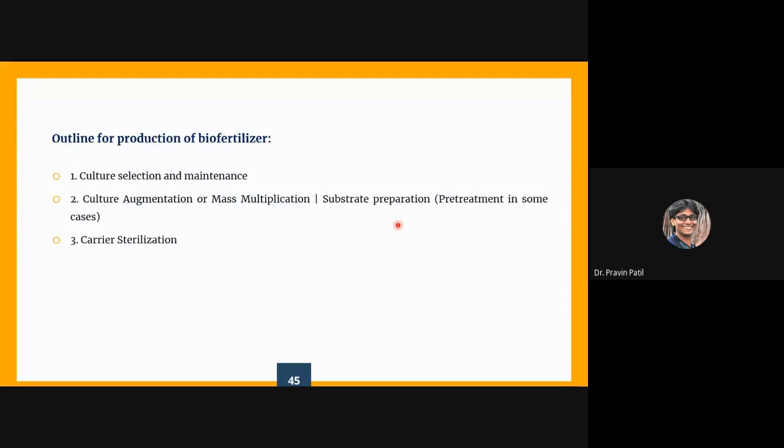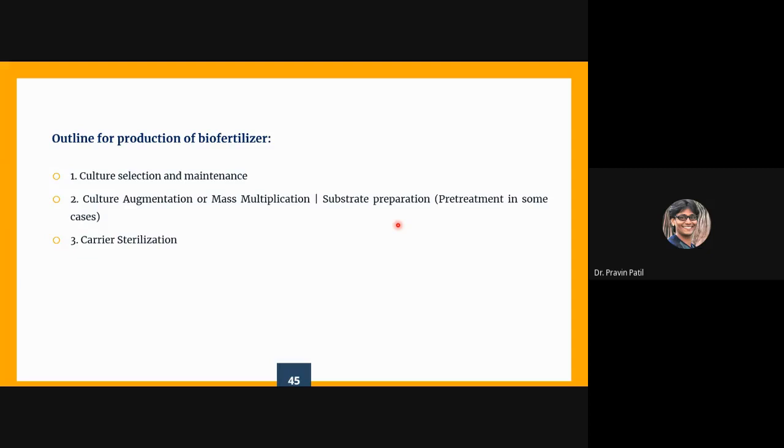Let's go to the part where biotechnological tools are efficiently employed. The outline of the production of biofertilizers can basically be divided into 3 parts. The first is culture selection and maintenance, which we just learned. The culture selection can be in two ways: either you order it from MTCC, Chandigarh, or NCL Pune, or you isolate and screen it from a soil sample, do the characterization study, and then use it. It's all up to us.